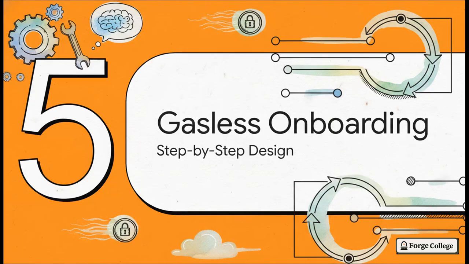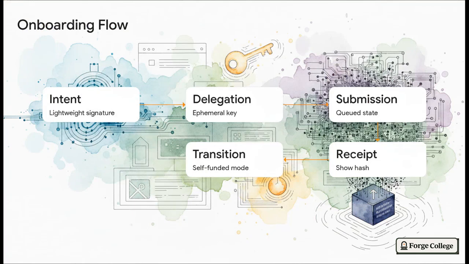Let's move to section 5, gasless onboarding design. So let's take all these raw materials and put them into a 5-step sequence that perfectly balances friction reduction with the transparency needed to keep users fully informed. It goes like this: intent capture, ephemeral delegation, relayer submission, receipt and disclosure, and finally, a post-onboarding transition. Let's see how this actually works in practice.